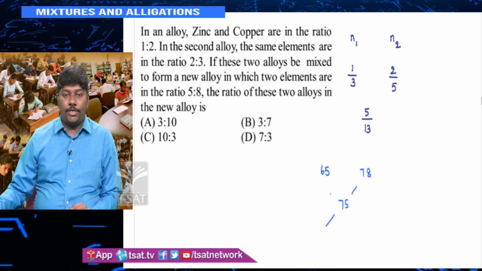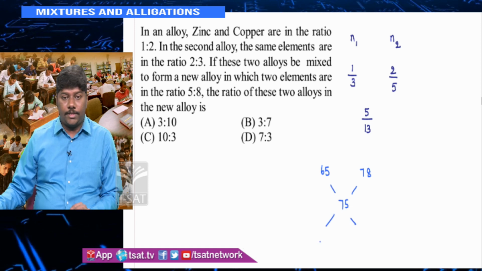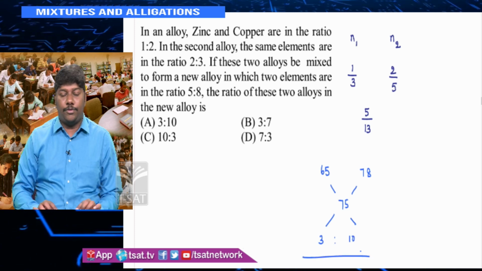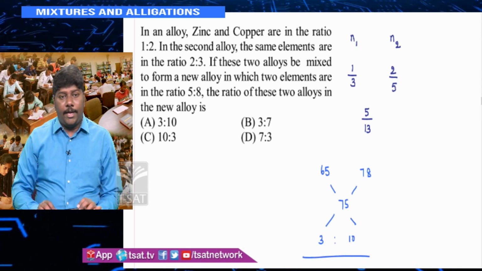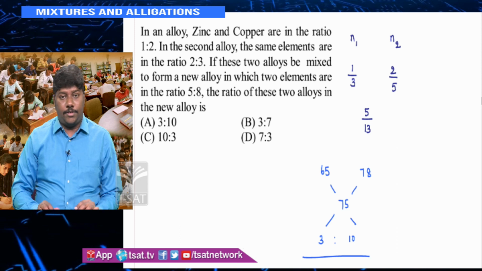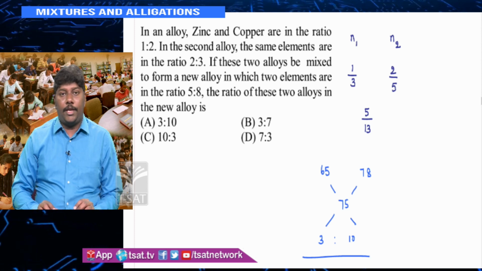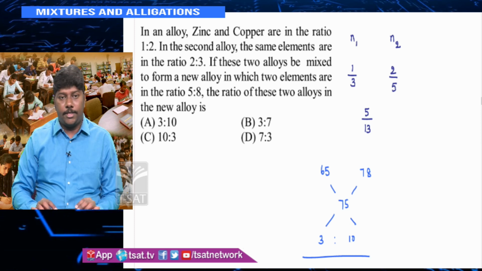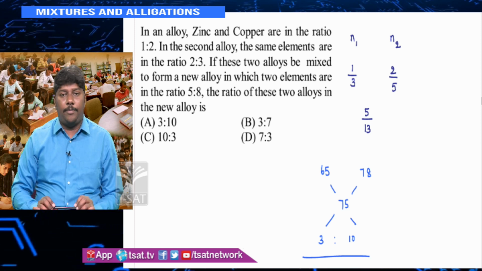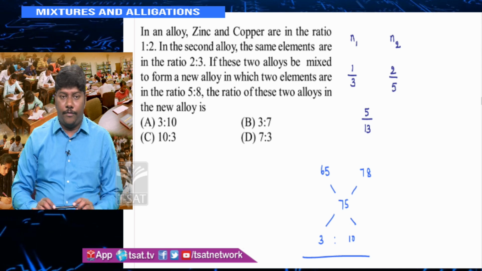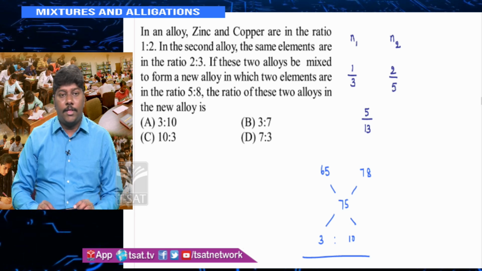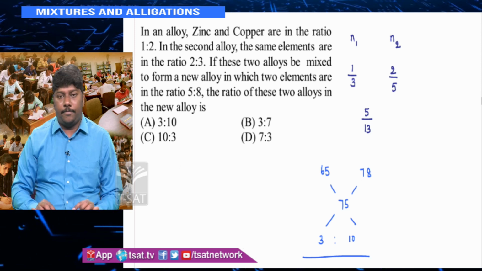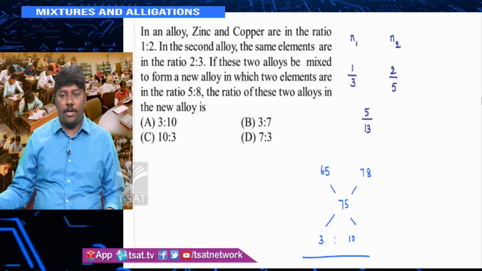I would say the N1:N2 ratio would be, this is 3 parts, this is 10 parts. You are mixing both of them in the ratio 3:10. Can I get it by taking copper? Yes. You can also take copper instead of zinc, then also you will get the answer. So you can try it by taking copper. When you take copper, what is A1? 2/3. What is A2? You will get 3/5. What is capital A? 8/13. You can take it by using copper also.